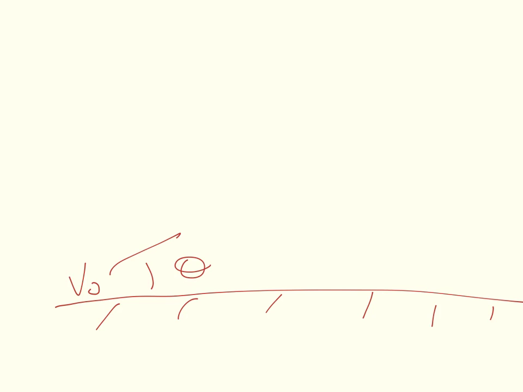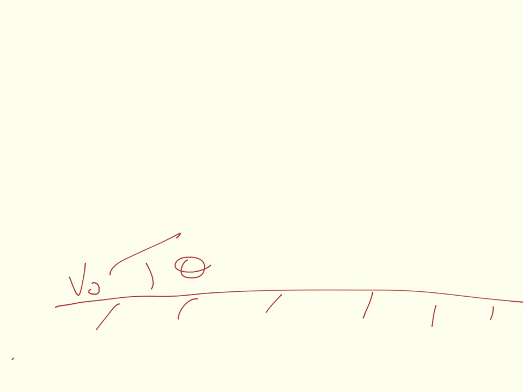Alright, for this problem, we have some level ground, and we have some v naught at a given angle theta. And the question is, given the starting velocity and this angle, how high does it go, or how far does it go, or how long is it in the air, or sometimes all three?